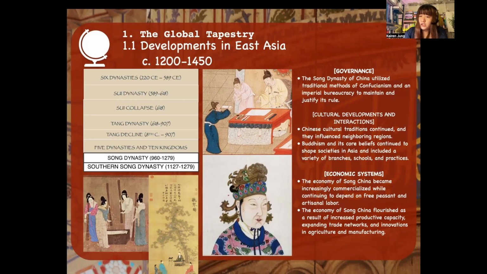Chinese cultural traditions. They were on a continuum, right? They started even before the Six Dynasties, really. Those cultural traditions continued, right? And they influenced neighboring regions. You have Buddhism shaping societies in Asia at this time period.